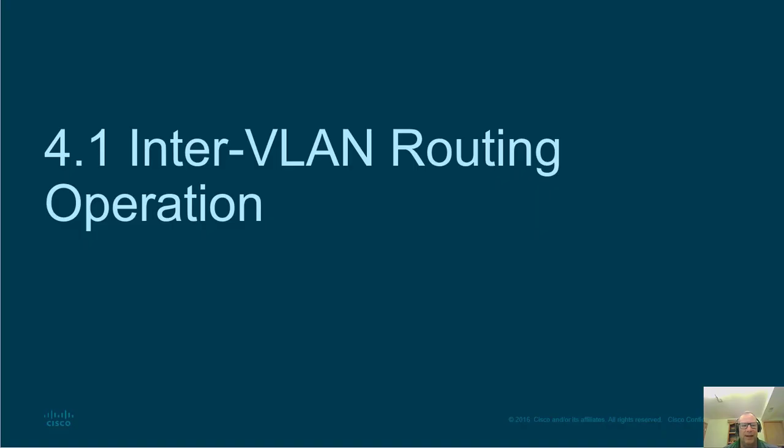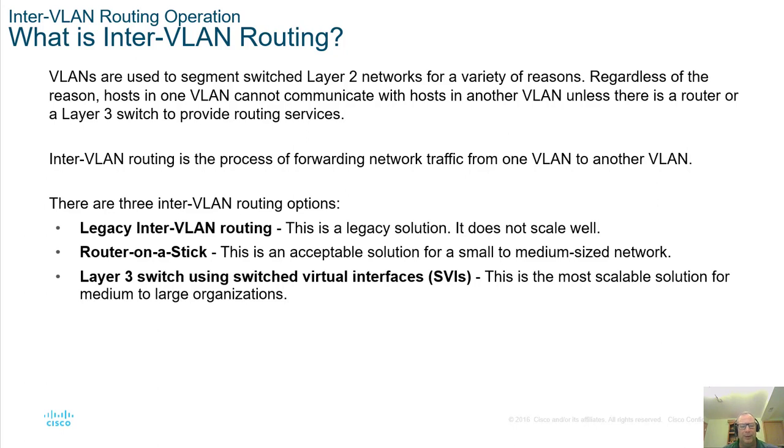The first section gets into inter-VLAN routing, and it talks about those three methods: legacy inter-VLAN routing, router on a stick, and layer 3 switch using switch virtual interfaces. The first one, legacy inter-VLAN routing, is the least likely that you're going to use.